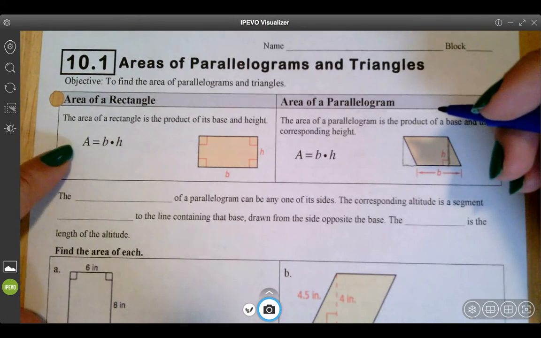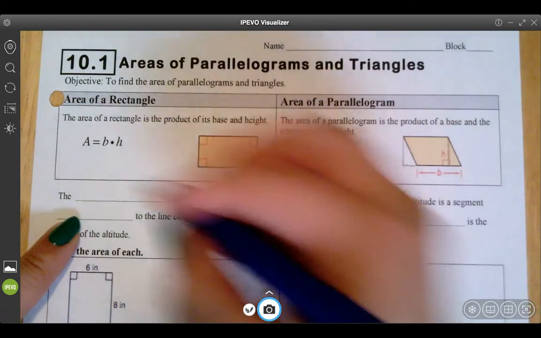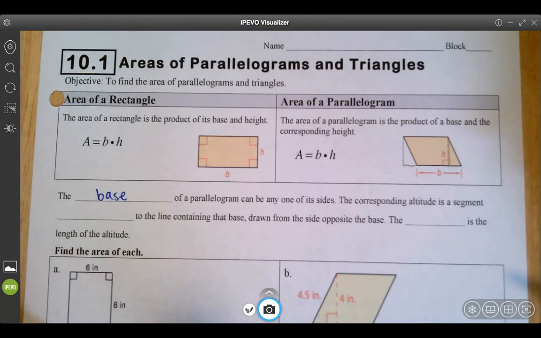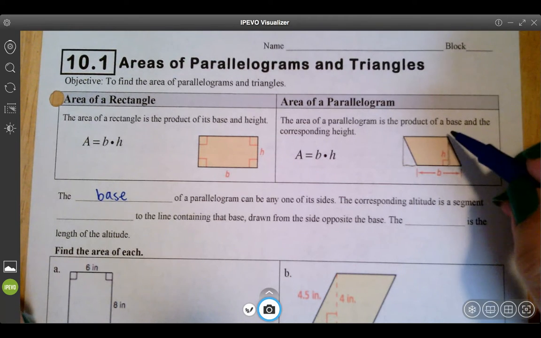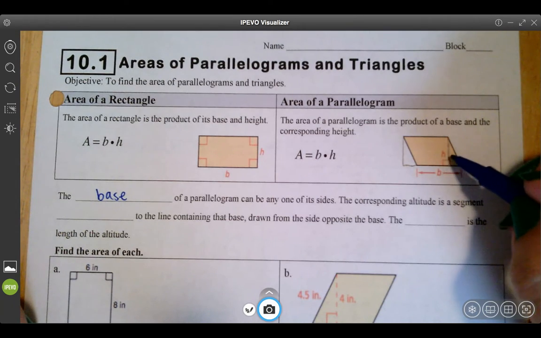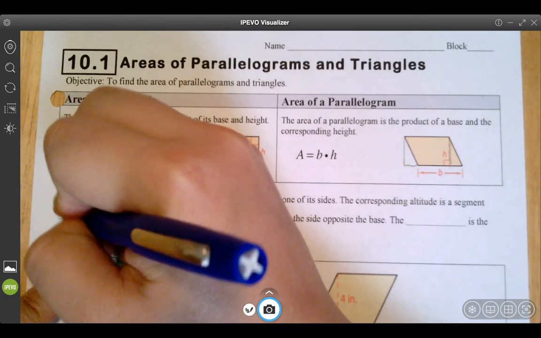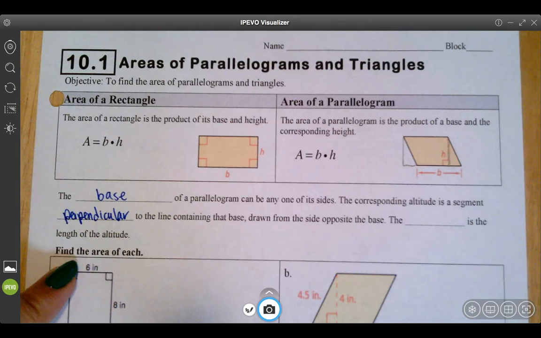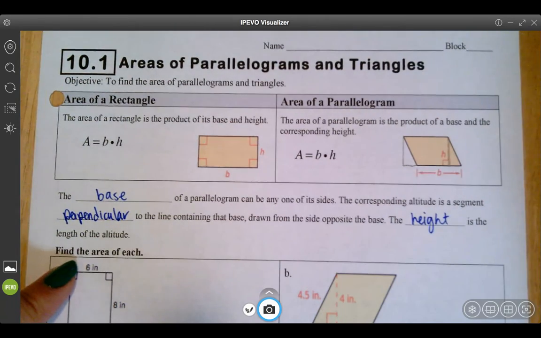So just like with a rectangle, we have a base and a height. We're going to define those here for a parallelogram. The base can be any of its sides. I could pick any of the four sides of a parallelogram to be the base. The altitude will be the segment that connects that base to one of the vertexes that is not on that base, and it has to be perpendicular. So the base is perpendicular to the altitude, and the height is the measure of the altitude.